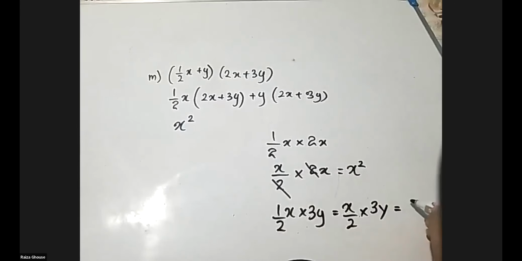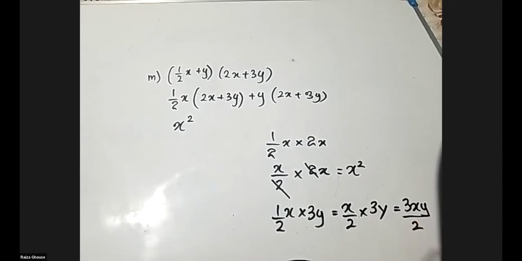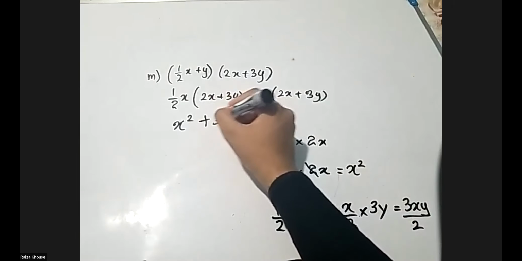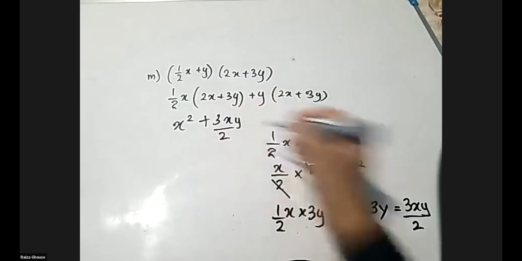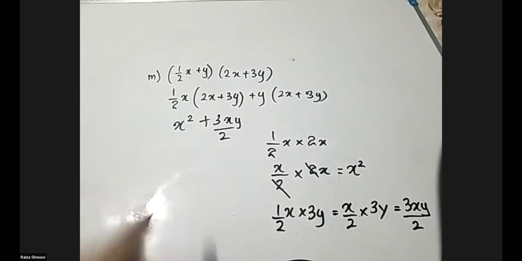x into 3y is 3xy upon 2. That should be my answer here: 3xy upon 2. If it is not clear, again I'll explain.